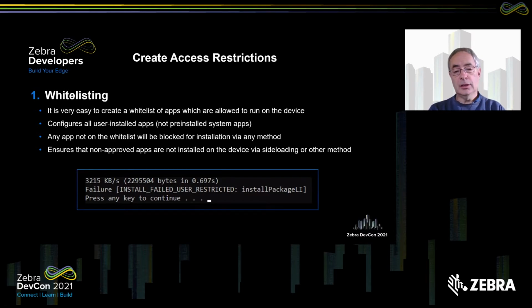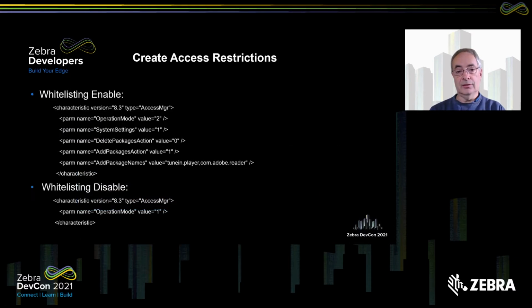You can see here, for example, that with a whitelist enabled, if you try to push or install an application via ADB, Android Debug Bridge, you get an install failed user restricted message. That will be the same regardless of the method you use to try and install the application. You'll still get that application blocked. So once you enable the whitelist, it gives you quite a good level of lockdown.